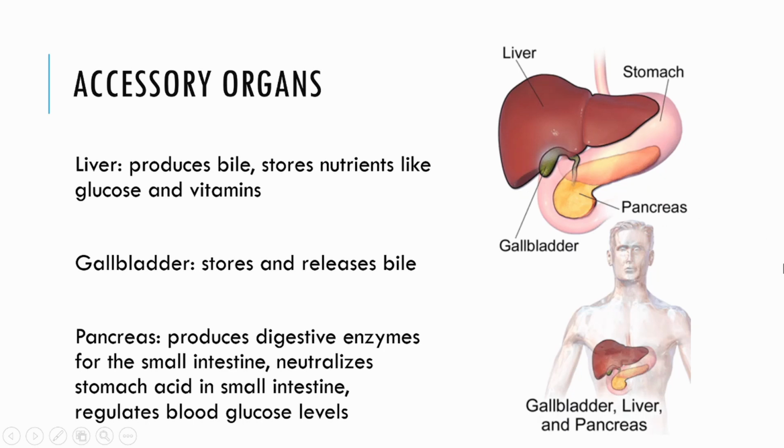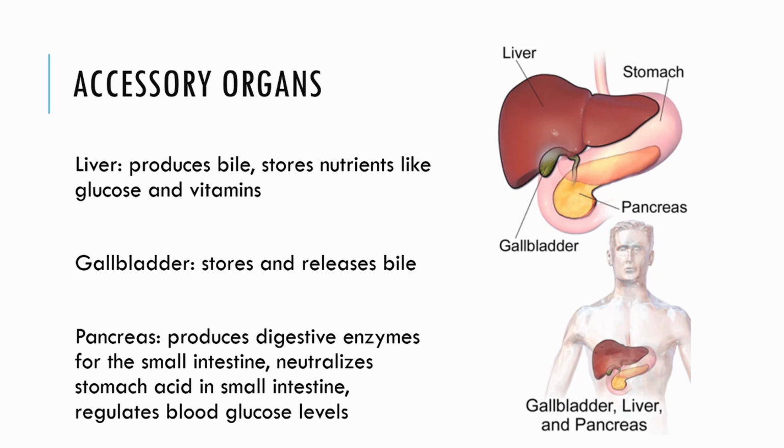Our last accessory organ is the pancreas. The pancreas produces digestive enzymes that it can send to the small intestines to break down food into its smallest units. It also will neutralize the stomach acid we find in the stomach, so that once that food that we've eaten goes from the stomach to small intestines, we neutralize that acid so that we're more neutral in the small intestines. Otherwise, it would burn.